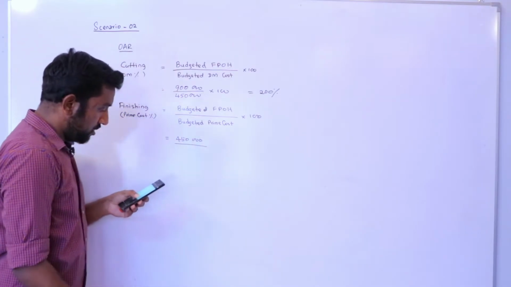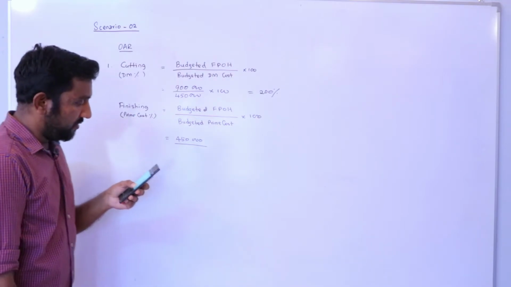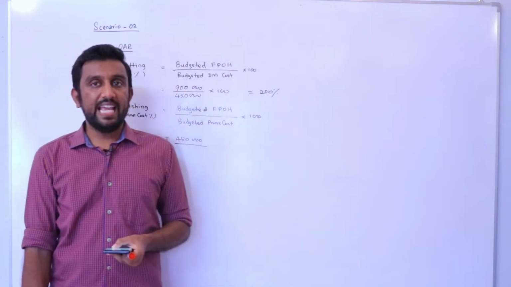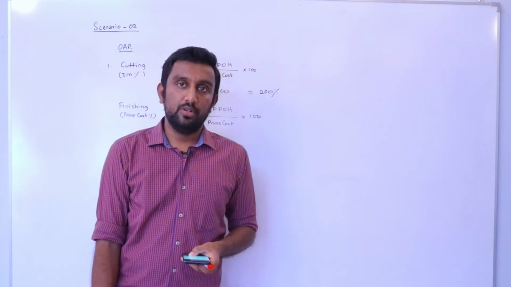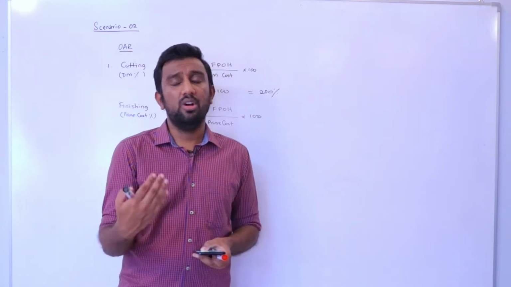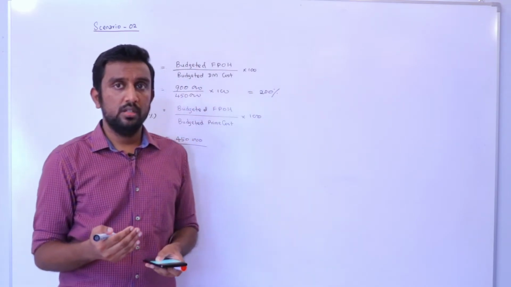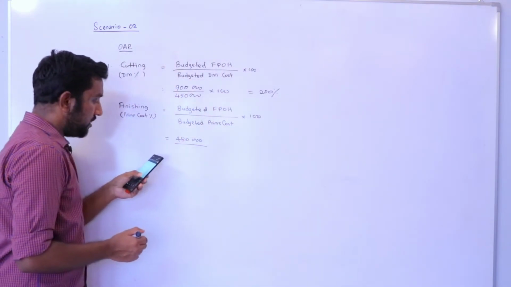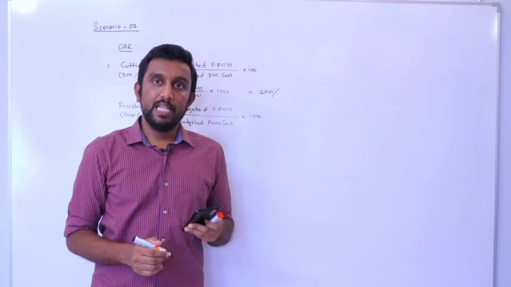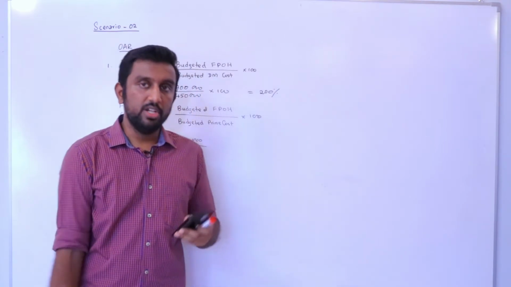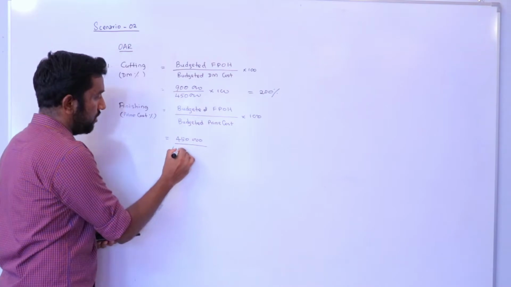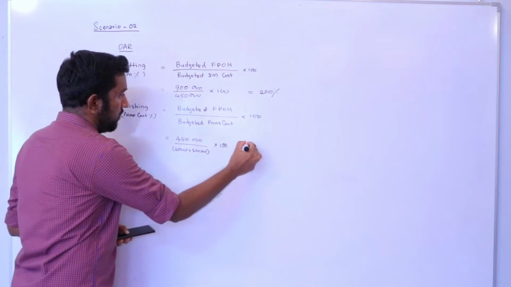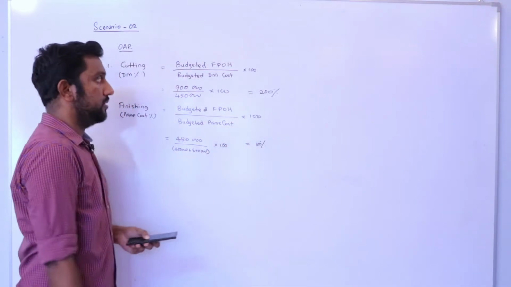And the second one, budgeted prime cost. So what is the budgeted prime cost for the finishing department? They didn't give the prime cost, but they gave budgeted direct material and budgeted labor cost. If they don't say anything about other direct cost, it means there's no other direct cost. So 400,000 plus 500,000 is my prime cost for the finishing department, into 100. We get 50%.